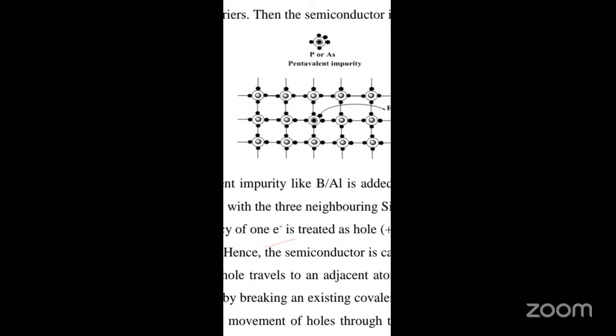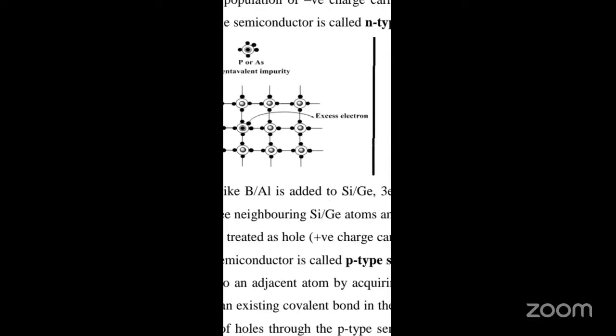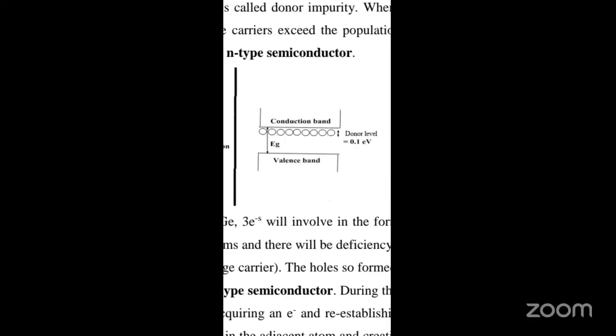So if you see the diagram, here you have to observe. The circles indicate the discrete energy level, which is just below the conduction band. How much distance is it? Just 0.1 electron volts below the conduction band. Therefore, it is easy for an electron to go from this energy level to the conduction band.